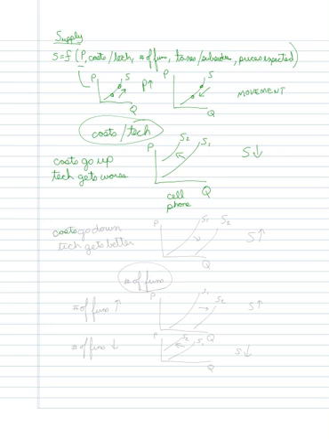Alternatively, costs could go down. Wages go down. Price of resources go down. Or the technology gets better. And these would all be examples where the supply curve increases.